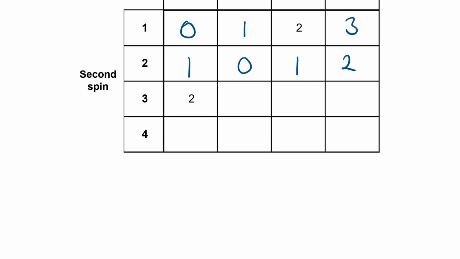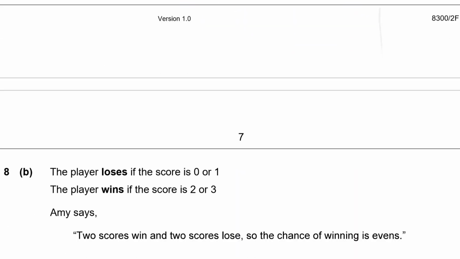So 3 subtract 2 is 1, 3 subtract 3 is 0, 4 subtract 3 is 1, 4 subtract 1 is 3, 4 subtract 2 is 2, 4 subtract 3 is 1, and 4 subtract 4 is 0. So let's have a quick look then at the next question.